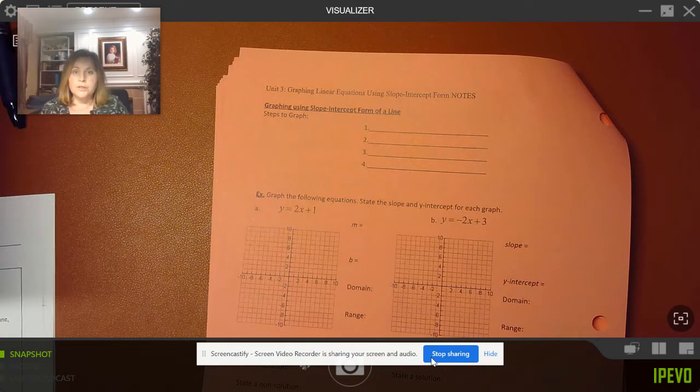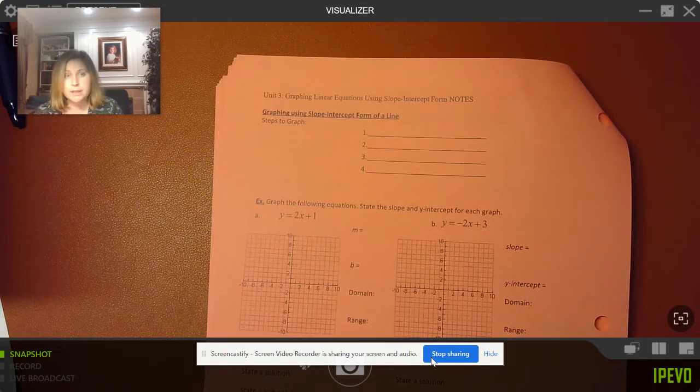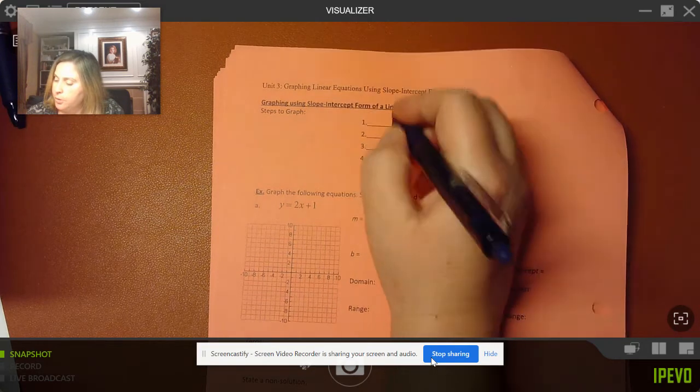So, graphing linear functions using slope-intercept form. Let's talk about how we graph functions once they're in slope-intercept form. First of all, we need a starting point. So we will solve to get y by itself. If it's not already isolated, we want the y variable by itself. That's always going to help us with graphing. Isolate the y variable.